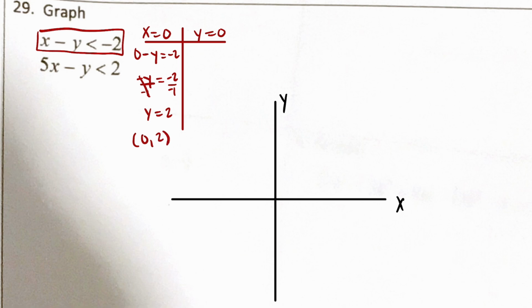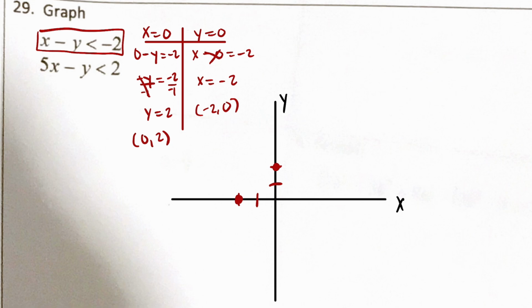So now let's make y 0. So that's x minus 0 equals -2. Let's get rid of the 0. So we end up with x equals -2. So our point will be (-2, 0). So let's go ahead and plot that here. So (-2, 0) is here, and (0, 2) is up here.